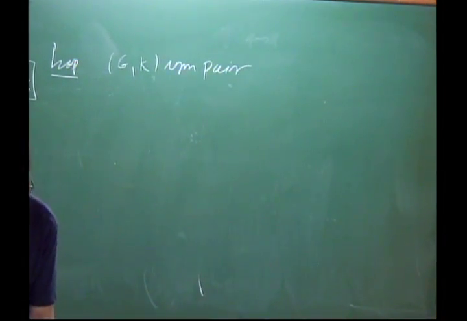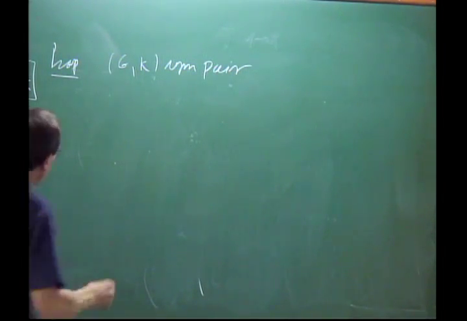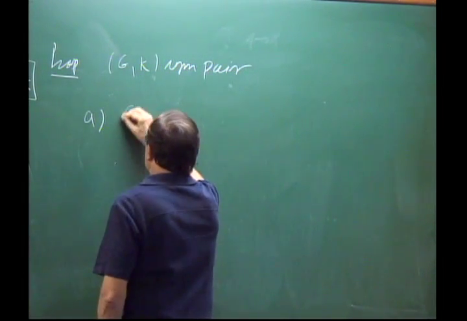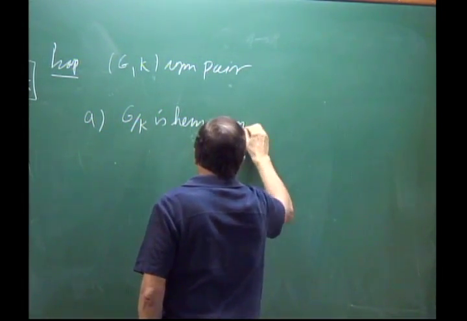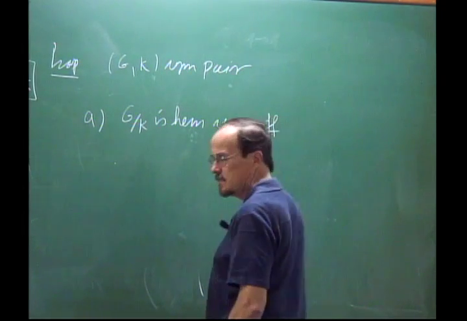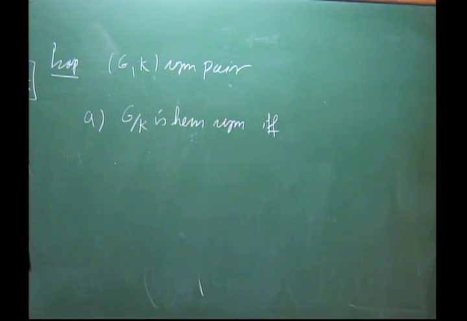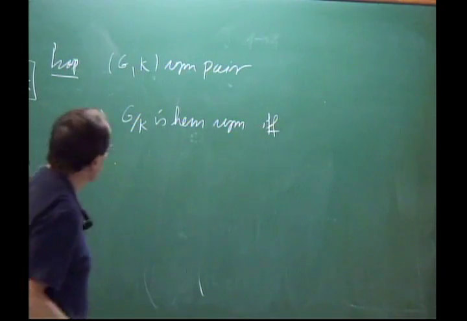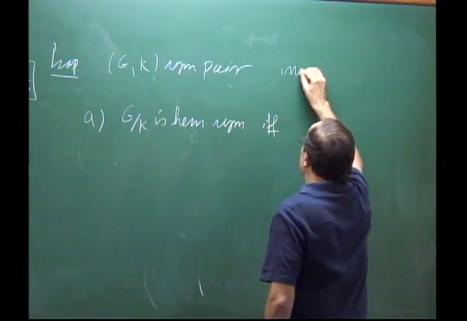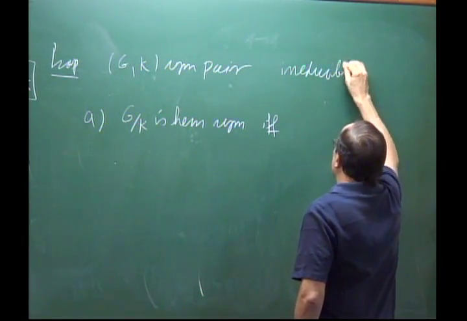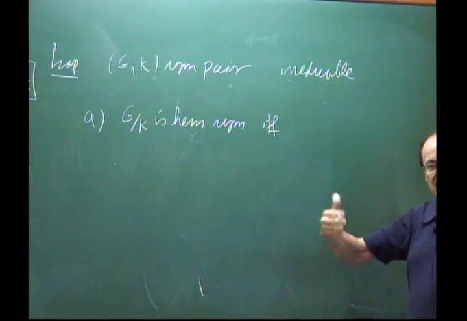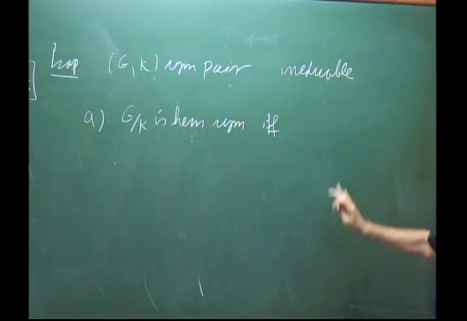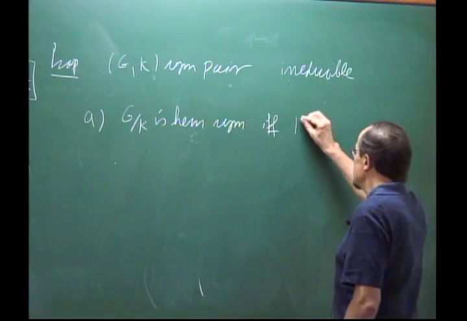I can say it in 3 different ways. Let's see. G mod K is Hermitian symmetric if and only if, do I need to assume something? Irreducible symmetric pair, irreducible. But remember, this is not such a bad assumption, because if it's not, the universal cover is an isometric product of irreducible ones. So understanding these is really all I need. If and only if K is not semi-simple.